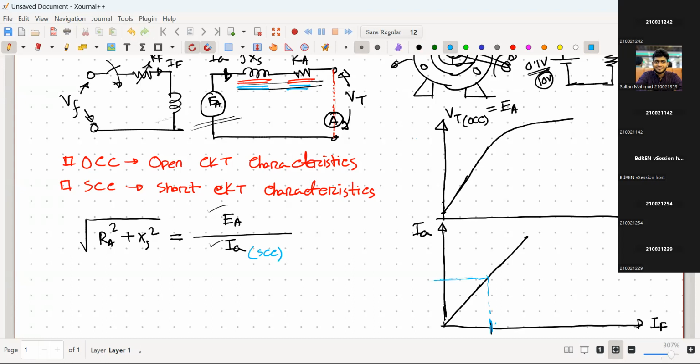Now at the same IF, whenever I'm providing the same value of IF, that will produce the same EA. So what is the value of EA for that IF? That we already figured out from the OCC test. So take the same value here, and take the value of EA from here. So you put the same value from the OCC curve for a particular value of IF. Should I say constant value, or same value? I should say same value of IF.